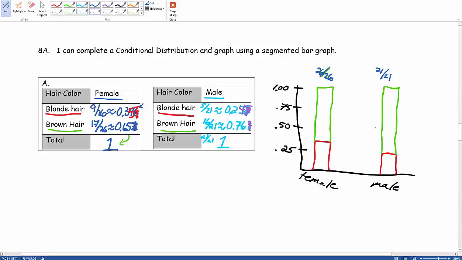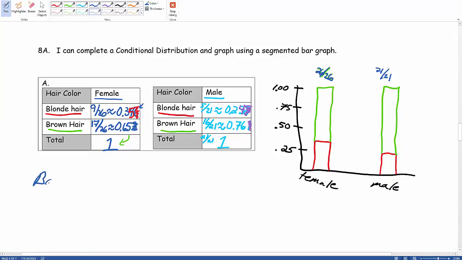So in just looking at our segmented bar graphs, it looks like there are, percentage-wise, a bit more brown-haired males than there are females. So there's a little bit more blonde females than males. In which case, that could be kind of our analysis from this segmented bar graph.